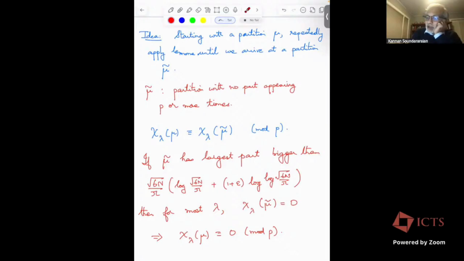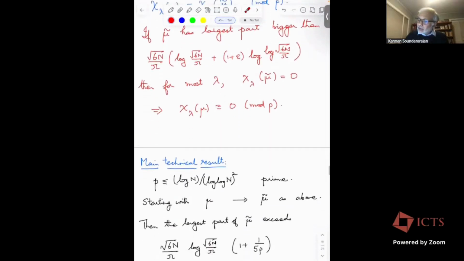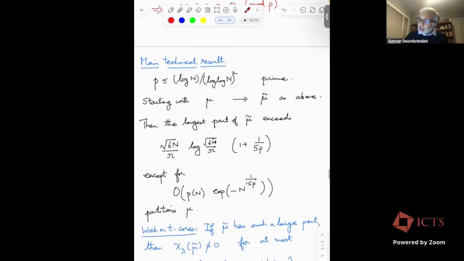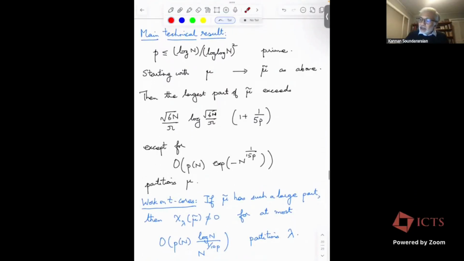And so even though I may not be able to show that this value is 0, I can get a congruence to something which might be 0, and therefore I can get divisibility by p. And that's basically the first result that we had: this procedure of starting with a random partition mu and accumulating partitions of parts of the same size to get progressively bigger and bigger parts is going to lead to a partition.